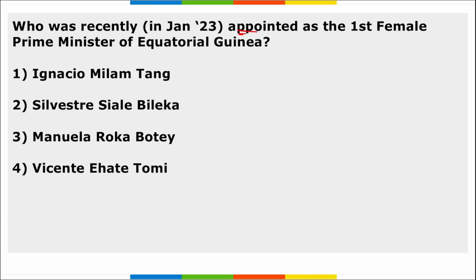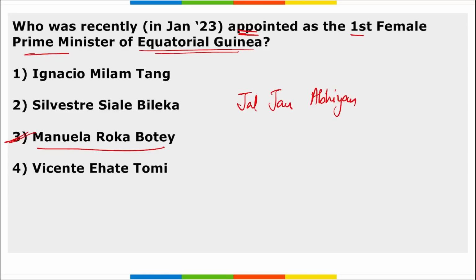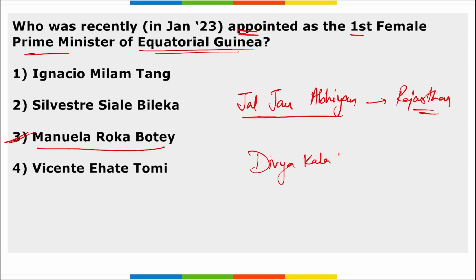Next, who was recently appointed as the first female Prime Minister of Equatorial Guinea? She will be Manuela Roka Botey. Similarly, if I ask you about Jal Jan Abhiyan, this Jal Jan Abhiyan was launched in Rajasthan. It was launched by Prime Minister Narendra Modi. Then Divya Kala Mela was organized in Mumbai.